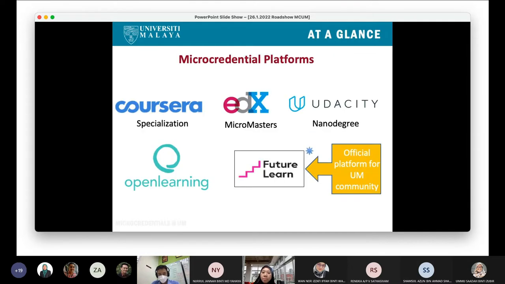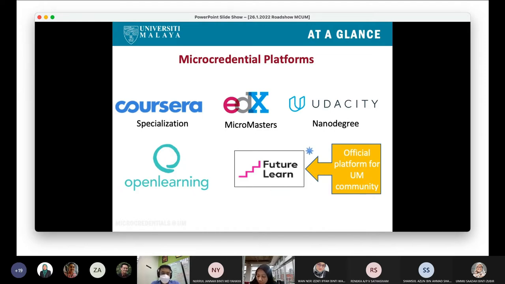Next page, please. As an umbrella view of microcredential and MOOC platforms, at a glance, you can see that there are many platforms that offer both microcredential and MOOC. The one that we are working with is FutureLearn.